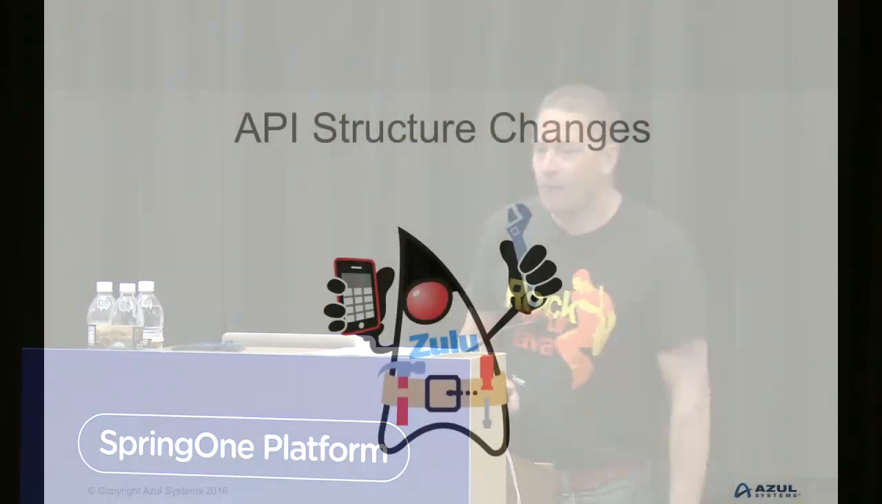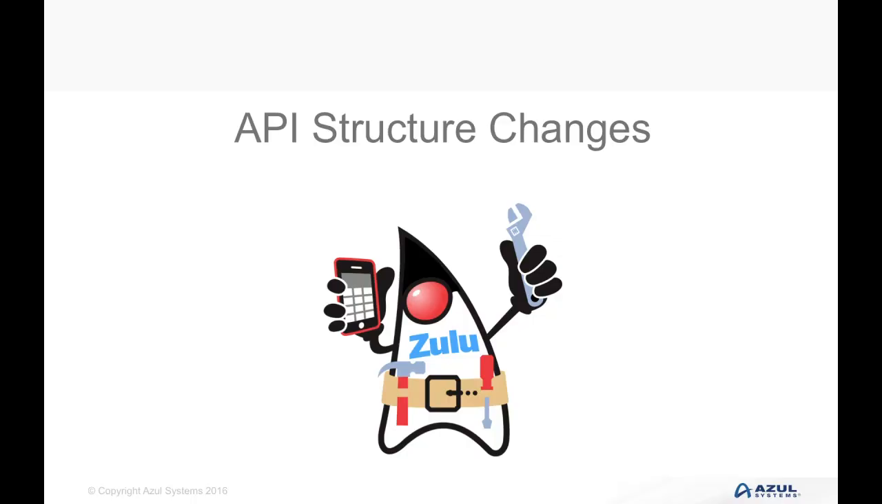Right, so what are we going to talk about? First thing is to talk a little bit about some of the structural changes that are being made in terms of the APIs around Java. And this is quite important because it will have some effects on compatibility. So we need to understand what the changes are that are going to be made here.